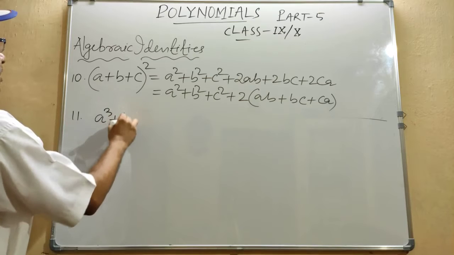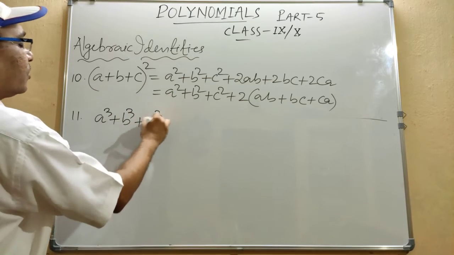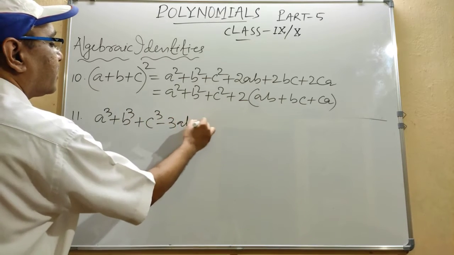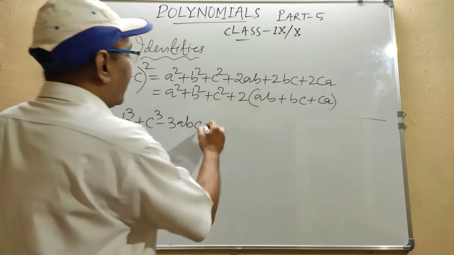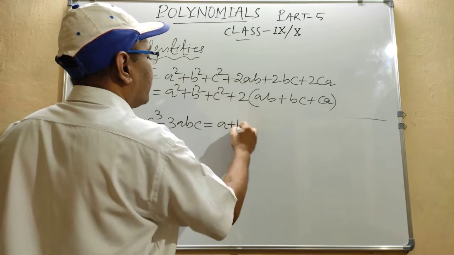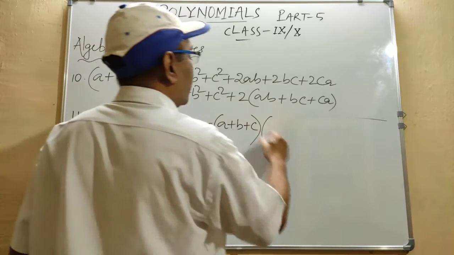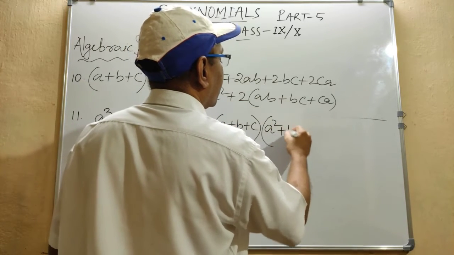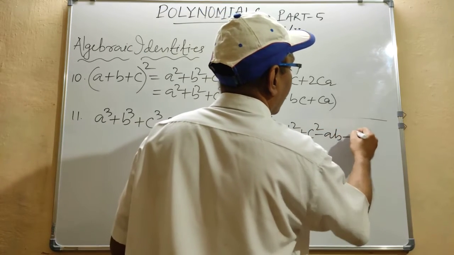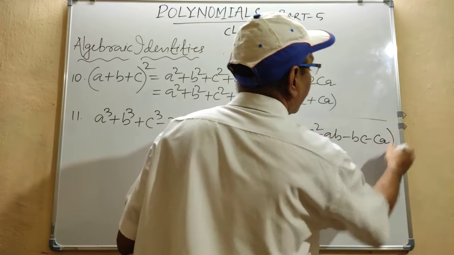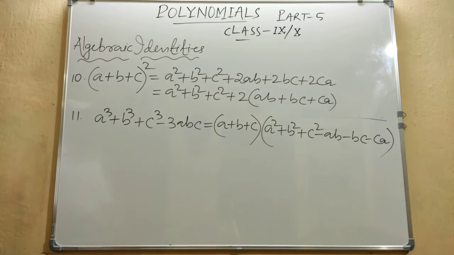a cube plus b cube plus c cube minus 3abc. It is very important. a cube plus b cube plus c cube minus 3abc is equal to (a plus b plus c) within bracket (a square plus b square plus c square minus ab minus bc minus ca). So you must remember this: a cube plus b cube plus c cube minus 3abc equals (a plus b plus c) into (a square plus b square plus c square minus ab minus bc minus ca).